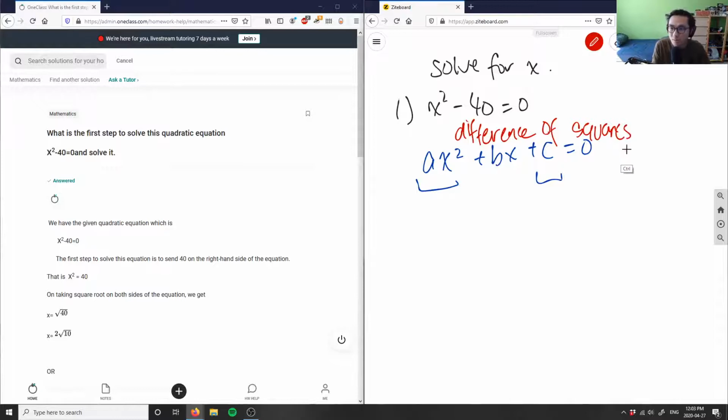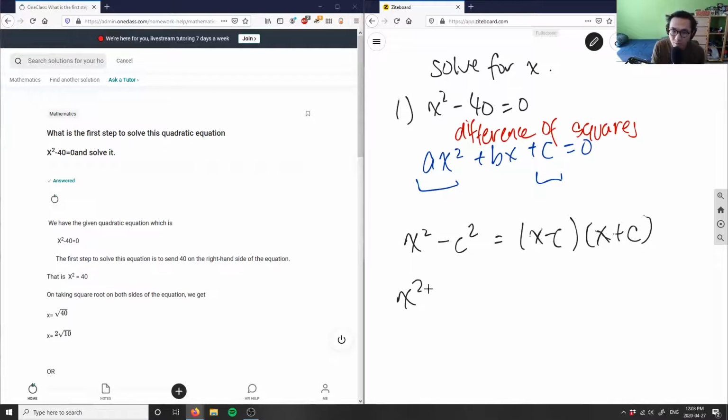So when we talk about difference of squares, what do we mean by that? We have some term x squared minus some c term squared, and this equals x minus c times x plus c. So if we have x squared minus 40, then we can factor this as x minus the square root of 40, and x plus the square root of 40.